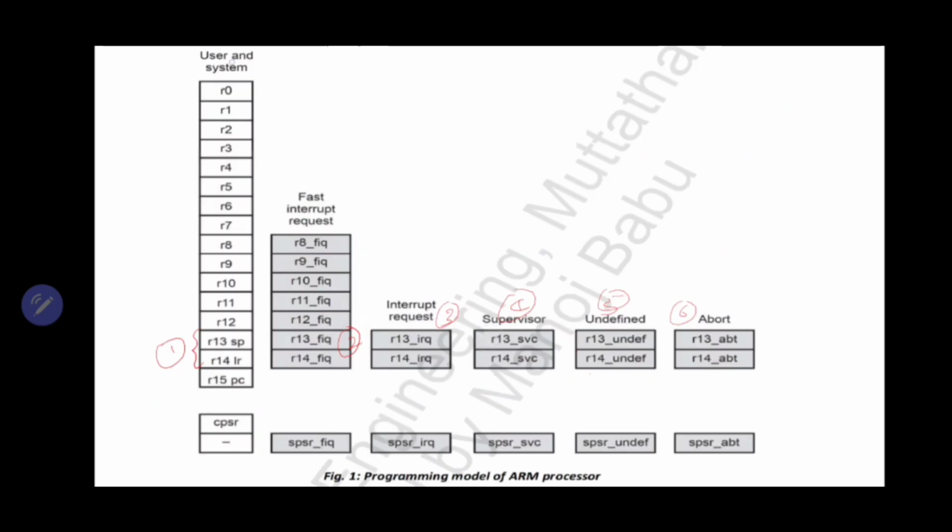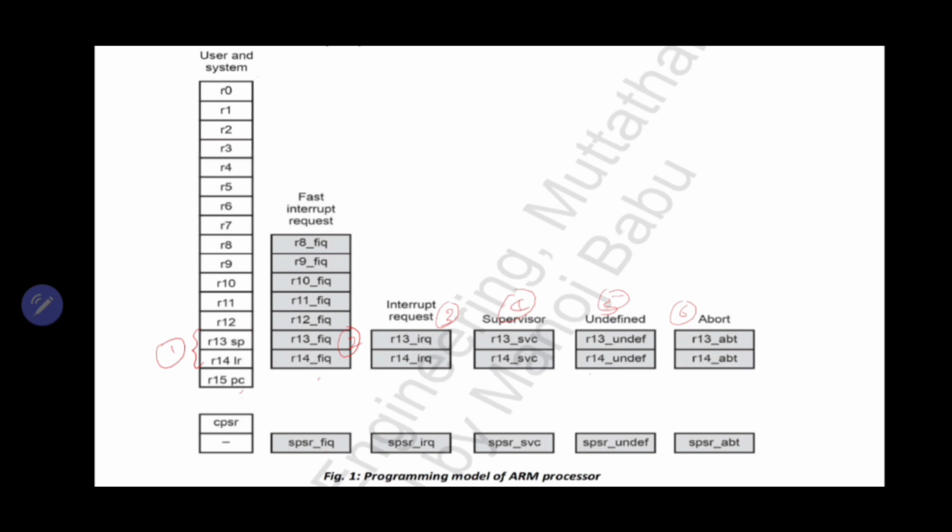We already said user and system modes use the same registers. So user mode and system mode use R0 to R15 and CPSR. But fast interrupt request mode only uses registers R8 to R14 and SPSR. Interrupt request mode uses only 3 registers, R13, R14 and SPSR. Supervisor mode uses 3 registers, R13, R14 and SPSR. Undefined and abort modes also use 3 registers each. But user and system modes use more registers, and these two modes use all these registers in common.